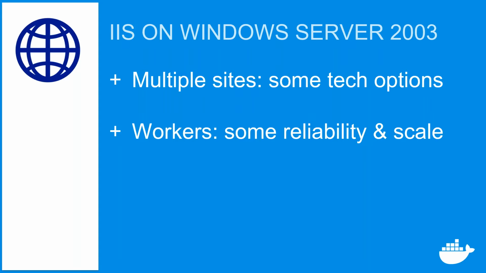And you've got a little bit of reliability and scale that comes to you from IIS and from Windows Server. So you've got worker processes that give you a little bit of failover. You can run multiple worker processes within the same box, which gives you a little bit of scale.